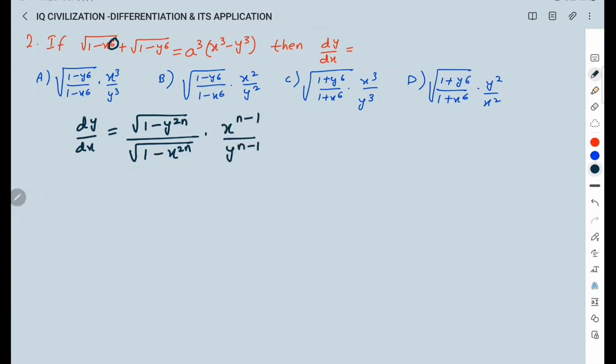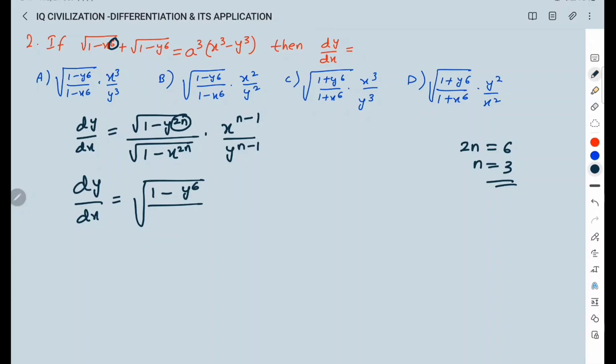Tell me what we need to take in the place of n. So here it is 2n, here it is 6. So 2n is equal to 6, n value is 3. So just substituting, dy by dx is equal to root over 1 minus y power 6, here we took n value as 3, right? Y power 6 by 1 minus x power 6 into x square by y square. Over, next one.